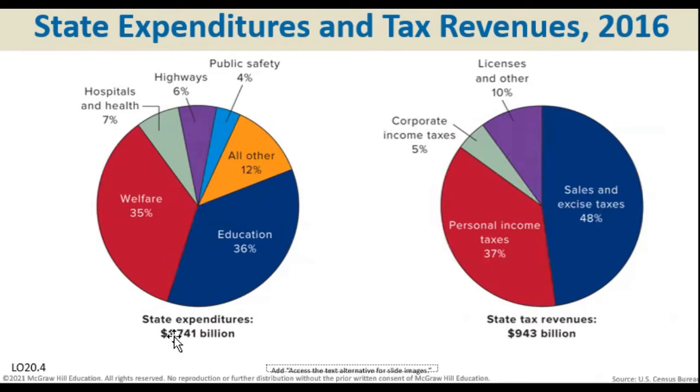One thing to notice here is that the tax revenue collected is less than the total state expenditure. Someone will ask why it's like that, how the state covers the differential. There's some allocation from the federal level that helps the state to cover certain expenditures as well.